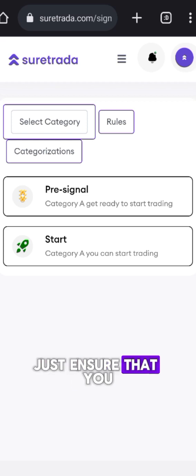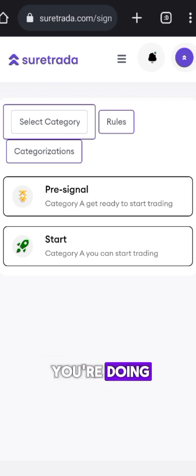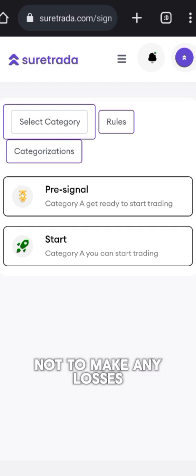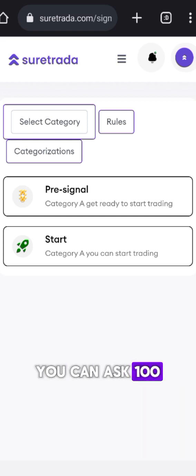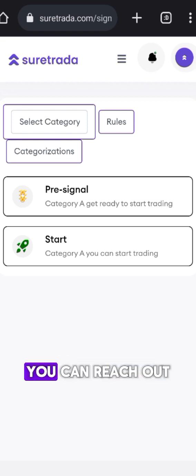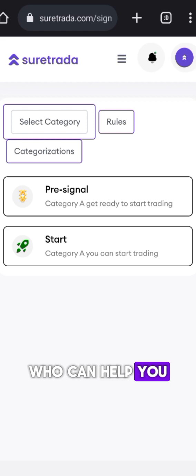Just ensure that you are sure of what you're doing. Don't feel reluctant to ask questions. Ask questions as much as possible. It will help you not to make any losses at the beginning stage. Things you are not sure of, you can ask 100 times before you're sure of it. You can even wait for live sessions which might be hosted once or twice on the platform. You can reach out to people who can help you, who can guide you through.